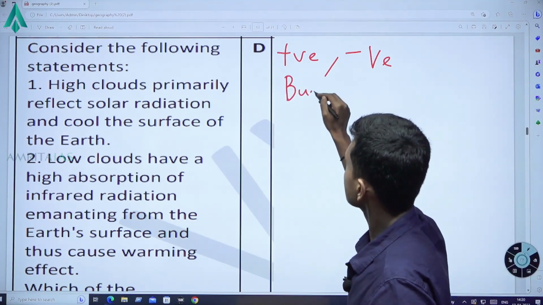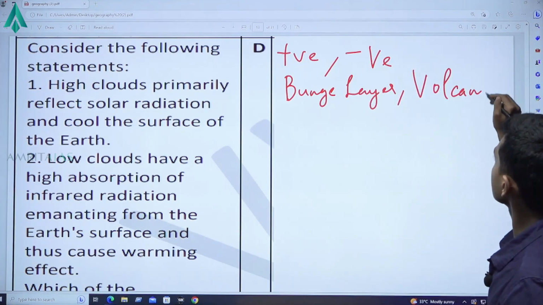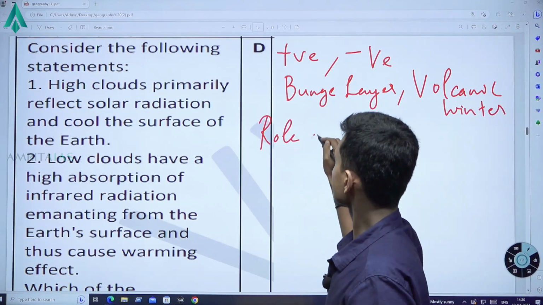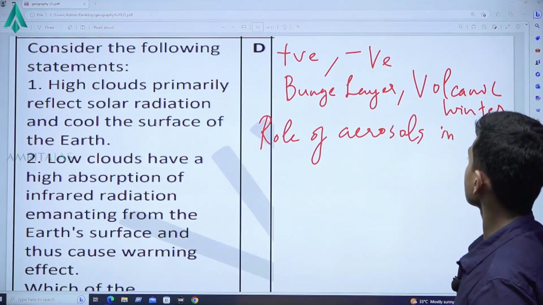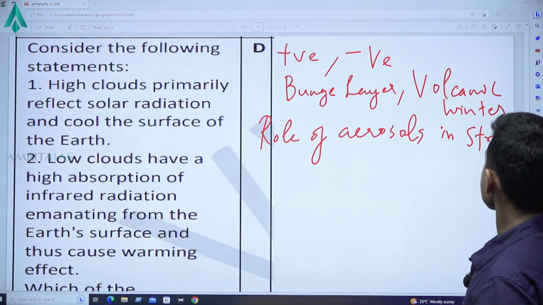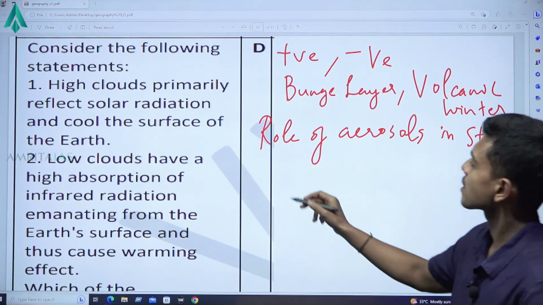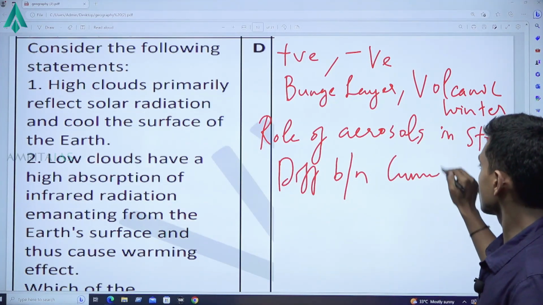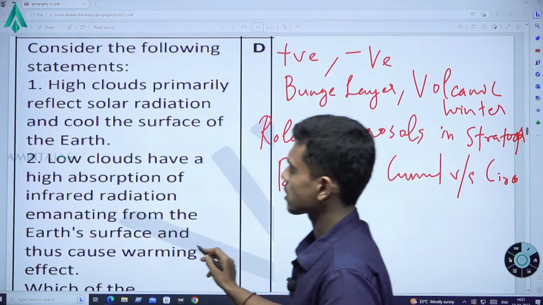What is bungee layer? What is volcanic window? Role of aerosols. Role of aerosols in stratosphere. Then difference between various clouds. Cumulus, cirrus, all these things. So basically about the cloud aspect and the global warming concepts related to it.